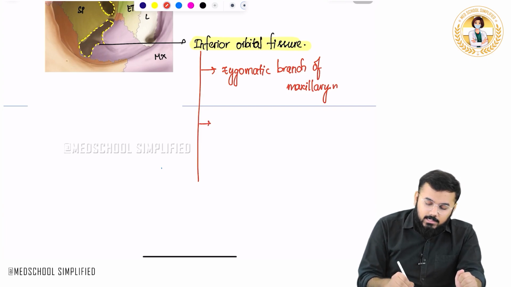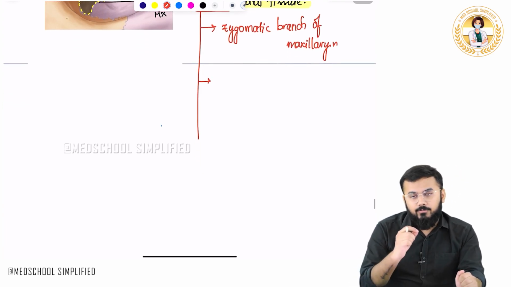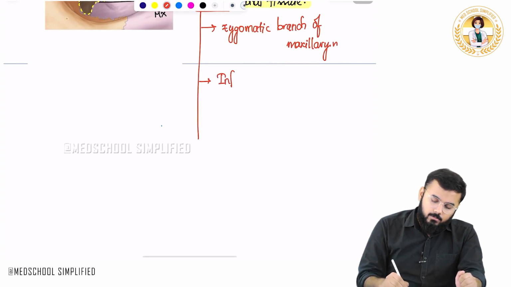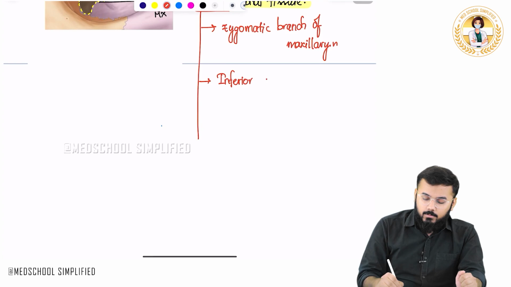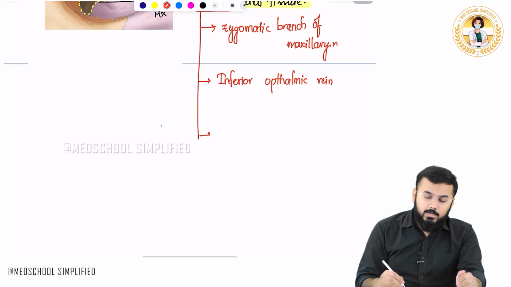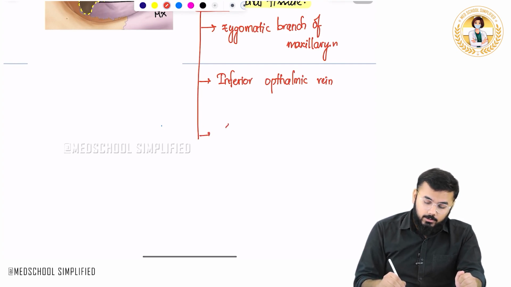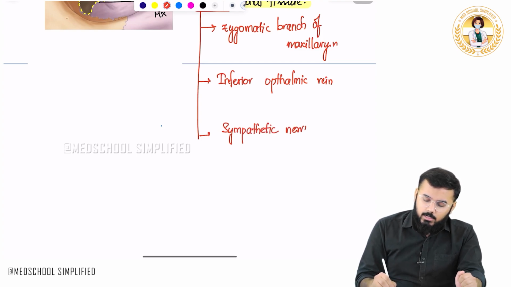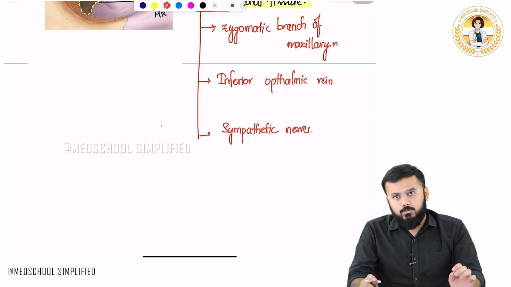Second important thing, as it is an inferior orbital fissure, the vein that is passing is the inferior ophthalmic vein. Next important thing is that there is a group of nerves that also pass, called sympathetic nerves. So these are the structures which you can see.